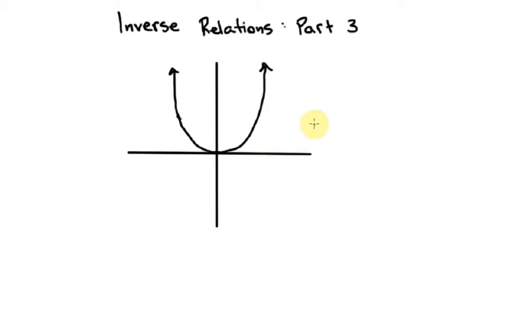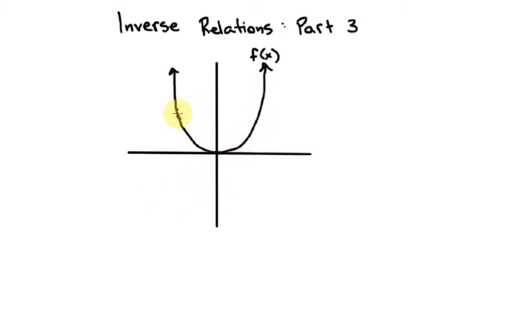All right, welcome to Inverse Relations Part 3. What we're going to do is take a look at some of these functions, of which I've drawn one here. Let's say this is our function f of x. And the problem is when we find the inverse of this function, the inverse is not a function itself. It's just a relation. And is there something we can do about that so that the inverse is also a function? Well, let's have a look at the inverse graphically here.